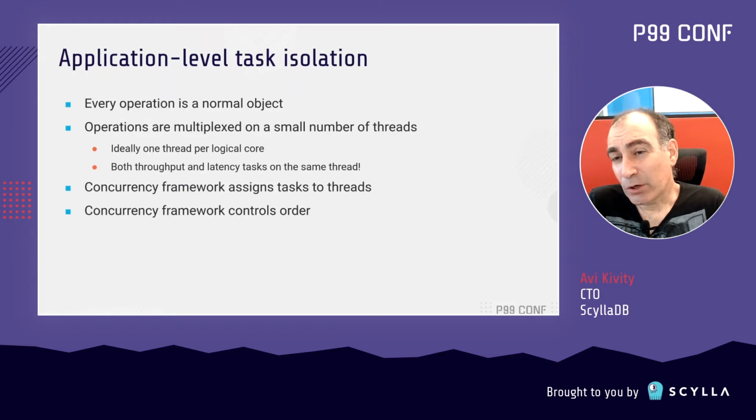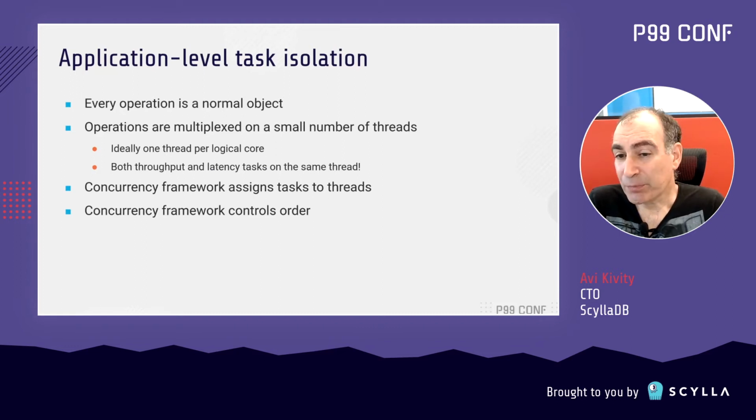So the different approach, and the approach that we use with Cassandra and ScyllaDB, is application-level task isolation. So in this approach, every operation is a normal object. It's an active object with a virtual function that's called when it needs to run. And those tasks are multiplexed on a small number of threads, and ideally just one thread per logical core.